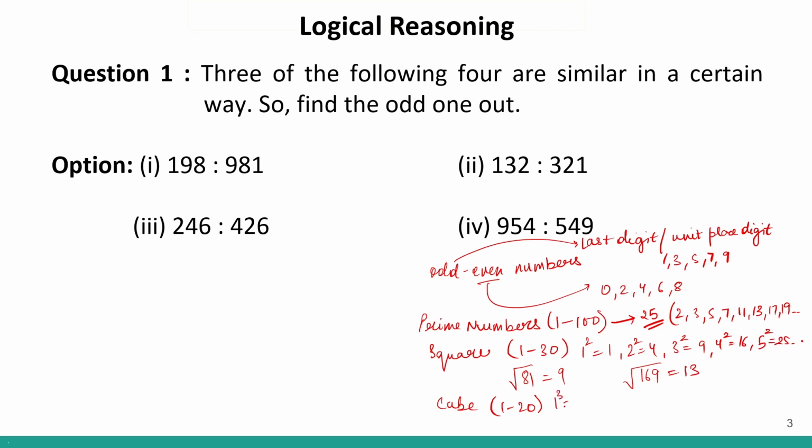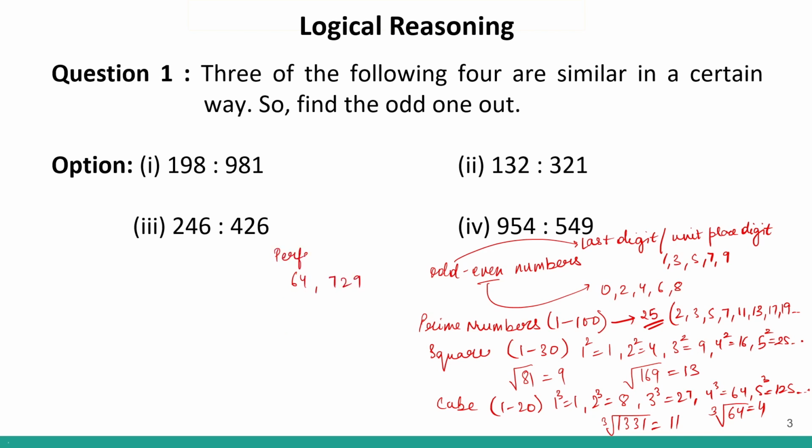Similarly, you should know cubes and cube roots also from 1 to 15 or 1 to 20. So 1 cube is 1, 2 cube is 8, 3 cube is 27, 4 cube is 64, 5 cube is 125, and so on. When you see a number like 1331, you should know this is the cube of 11. If you see a number, let's say 64, you should be able to say this is the cube of 4.